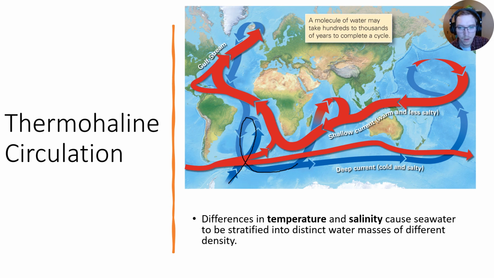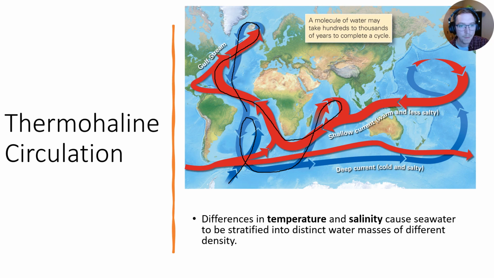Sometimes it moves into these shallower areas, moves up, moves into the Gulf Stream area, the Atlantic, inverts, flips back down, becomes, you can see what's going on here. We have this shallow current, warm and less salty, and deep currents, which is much colder and much saltier. It can take hundreds to thousands of years for a single molecule of water to complete this cycle.